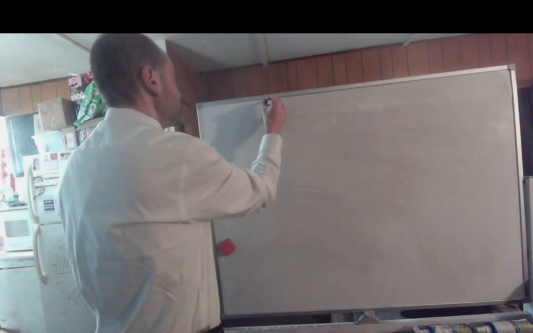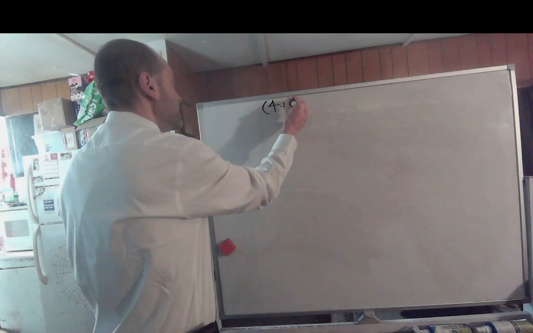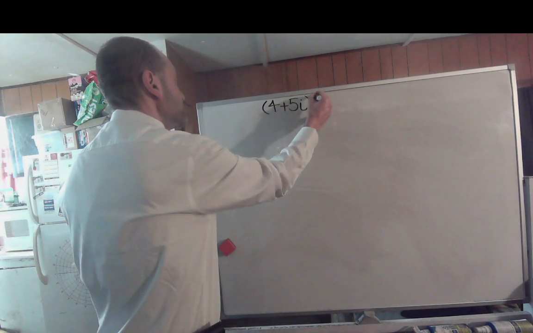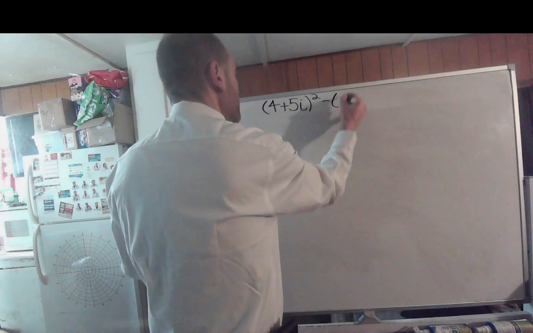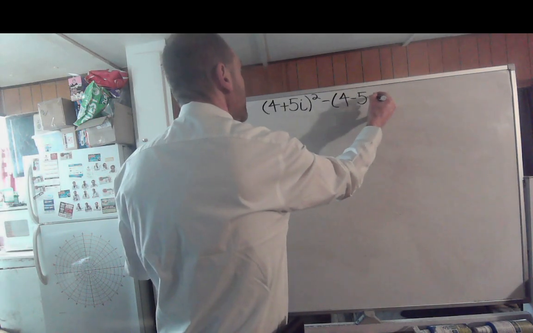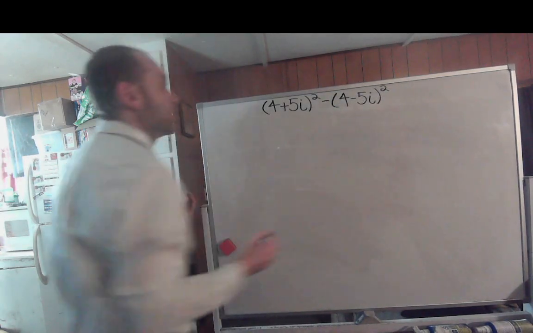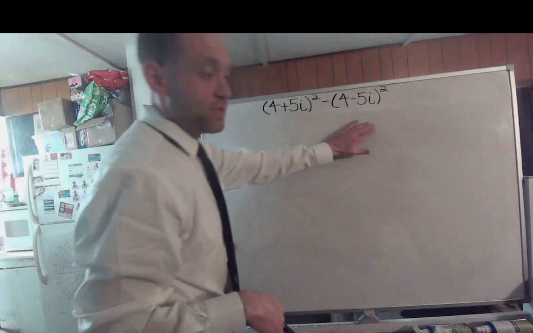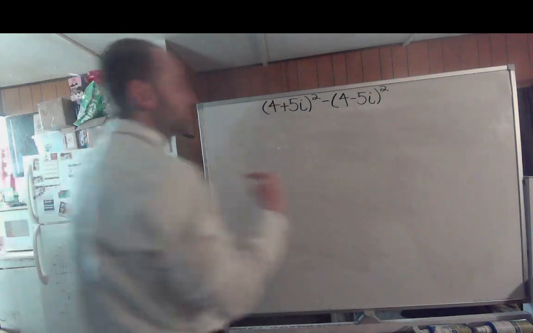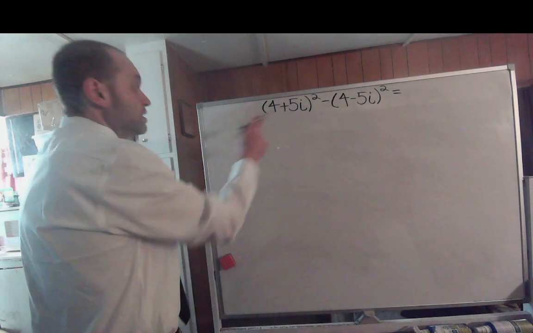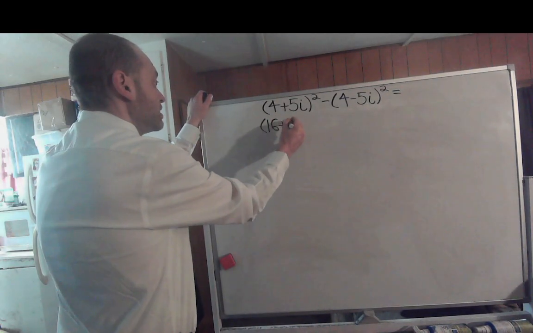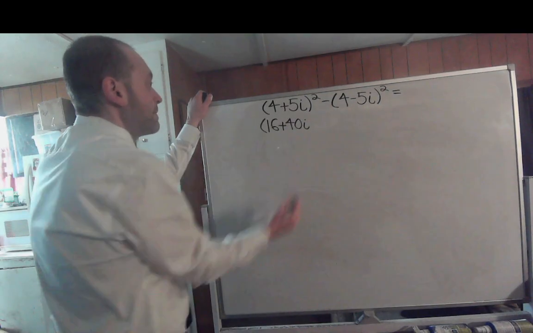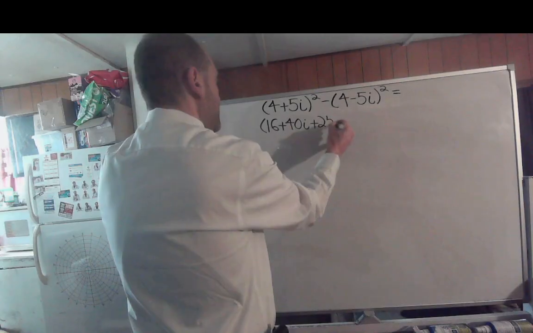And let's do one harder one. All right, so we have the quantity of 4 plus 5i to the second power minus the quantity of 4 minus 5i raised to the second power. So we got two quantities we're subtracting, but they're both to the second power. So let's see what's going to happen here. Let's deal with your first quantity. That's going to turn into 16 plus 40i plus 25i squared.